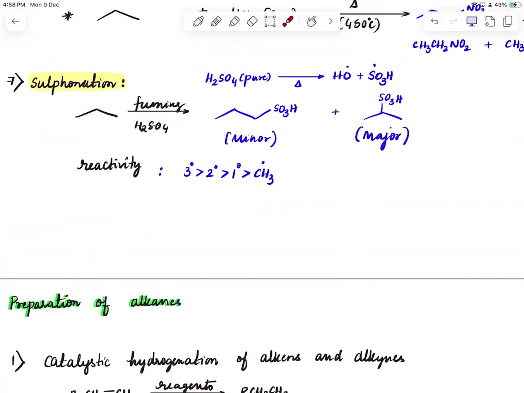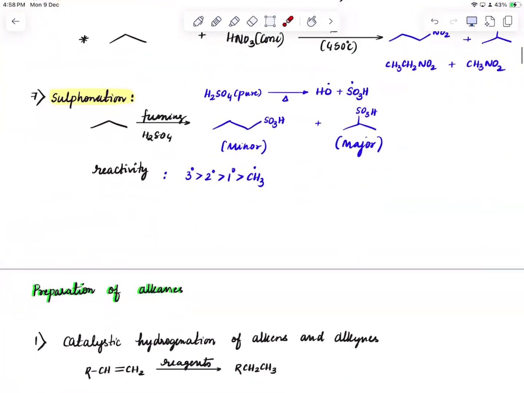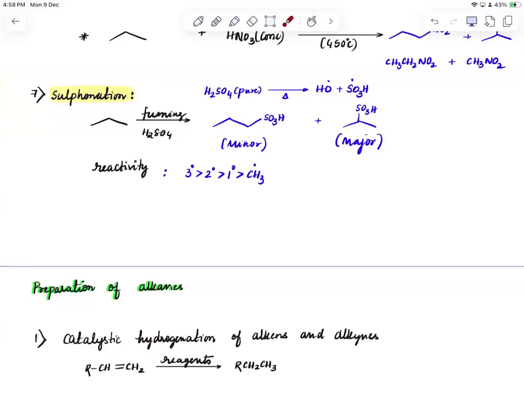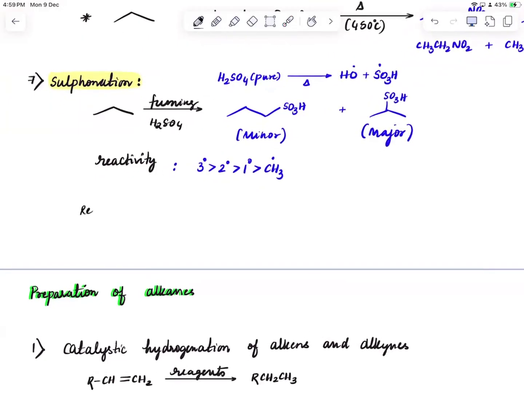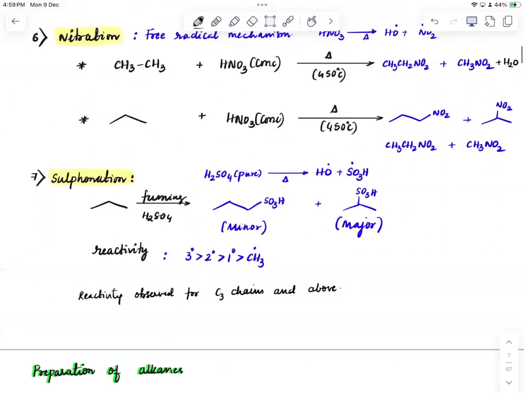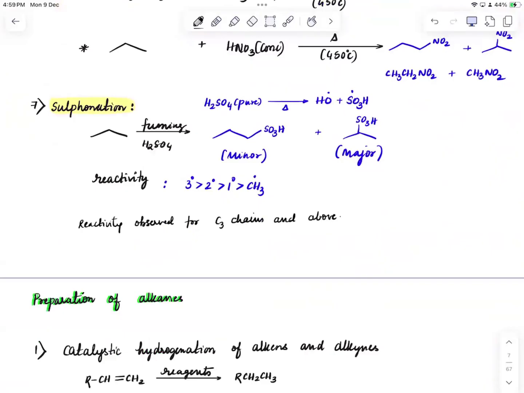Yes, sir. Right. So this is the sulfonation case, beta. Any form of sulfur is given. Acha, in sulfonation also, one thing you need to understand: it cannot happen just with methane and all. Usually it needs to have propane and above. So reactivity is observed for carbon 3 chains and above. Right? So this would be for the properties of alkanes.